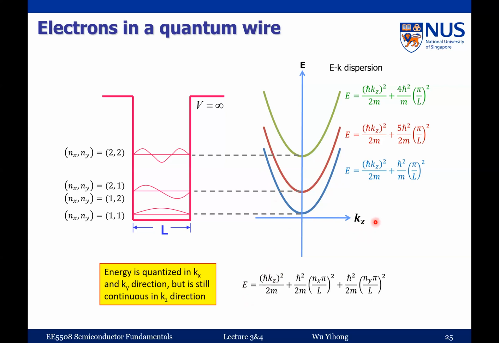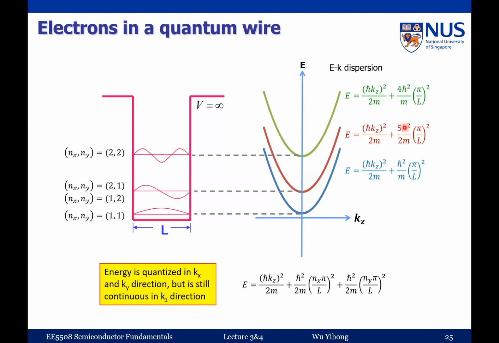This means that it's a wave vector in the xy plane, right? In the quantum well case. But in the quantum wire, since we also have confinement in the y direction, you only have one direction which is free for the electron to move. That's the z direction. That's why I have kz here. Now we look at this dispersion. So this is for the first subband energy level. You can see this is a kz term, and this is the kx and ky term. Since nx is 1 and ny is 1, we got this one.